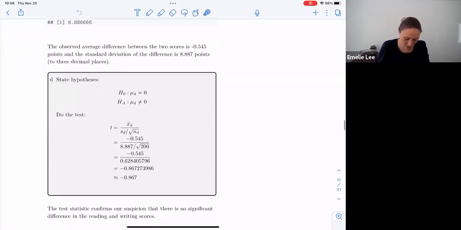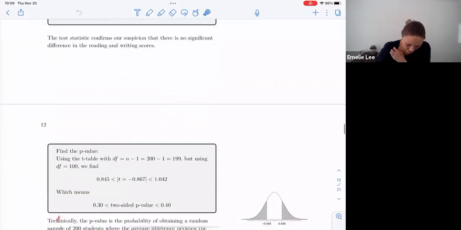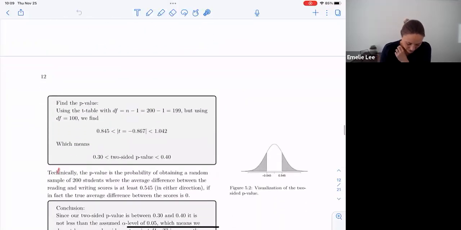I can use those values to calculate the test statistic, the t-test. Or I can just use R to do the t-test for me. But so here, and there's a typo here, but oh well, we could use the t-table, right?